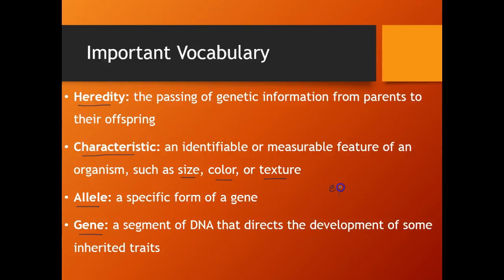So we can have the eye color gene, right? And some sample alleles would be like blue eyes, green eyes, brown eyes, etc. Right? We have different versions or alleles of a gene.